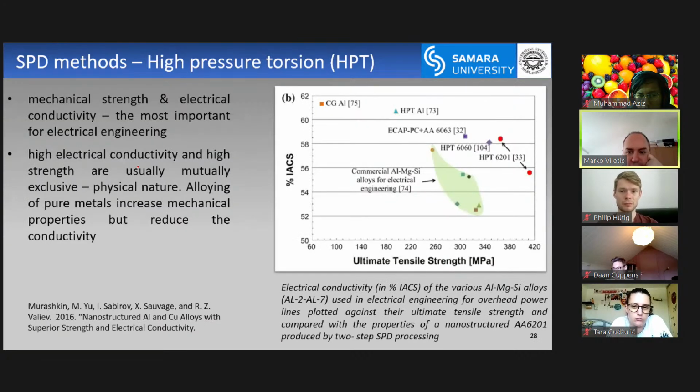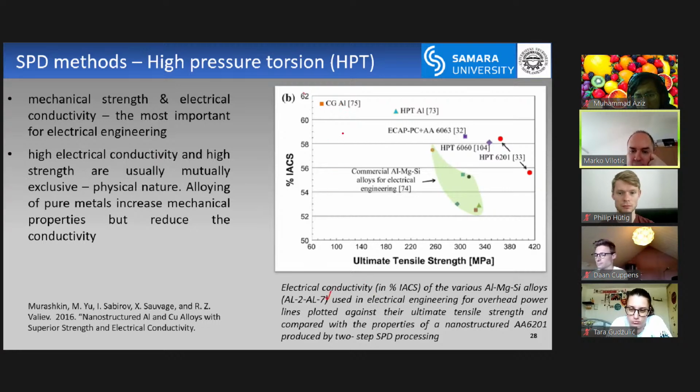Also, for example, in this case, they consider the mechanical strength and electrical conductivity. They say usually when you have high mechanical properties, electrical conductivity is low, and vice versa. So this is the case. Commercial grade aluminum alloy.